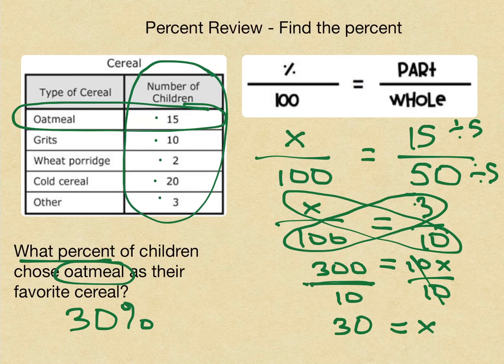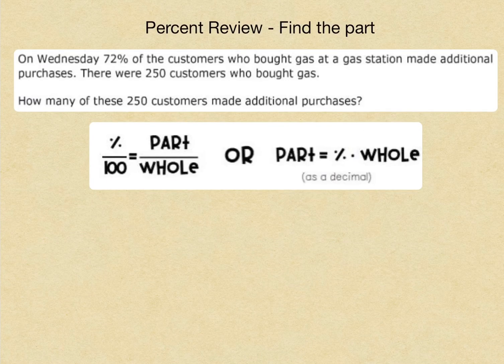Either way that you solve it, whether you're finding the relationship or you're cross multiplying or you simplify or you don't, any of those ways, you can still get your answer of 30%.